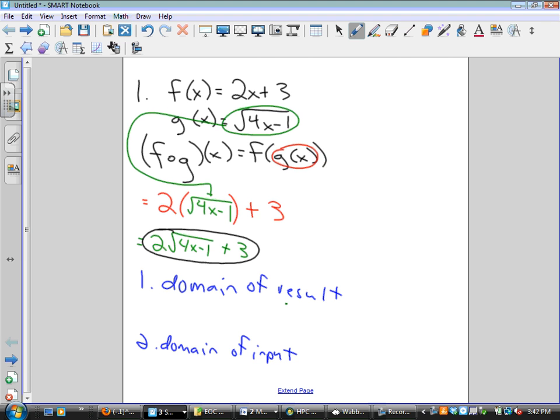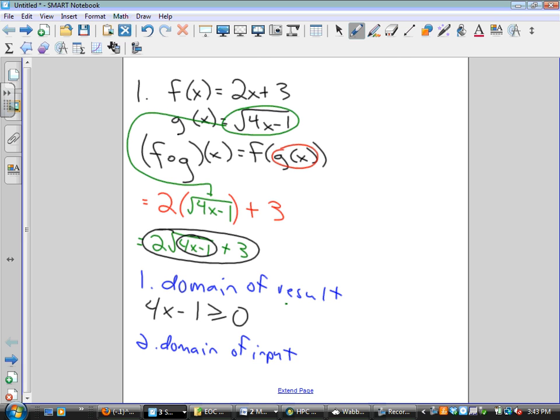To consider the domain of that thing, we want to look for any of the 3 red flags. And the red flag that we have here is we're taking the square root. And remember, we can't take the square root of a negative number. So what we want to do is say that whatever is inside the square root, 4x minus 1, has to be positive or 0. Cannot be negative. So we can set up the inequality 4x minus 1 has to be greater than or equal to 0. Solve that inequality, and we've got the domain.